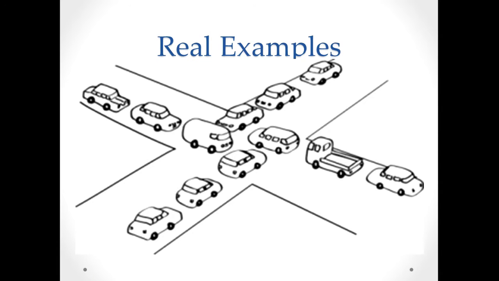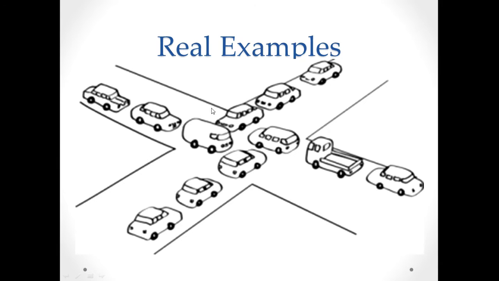Next, I wanted to give you guys some real life examples of a deadlock. All right, so as you can see here, we have different cars that are trying to make their way to the other side of this street so they can go where they need to go. But as you can see right here in the middle, we have a deadlock situation. So if you look at the cars that are lined up right here, these cars are trying to make their way over to this side of the street.